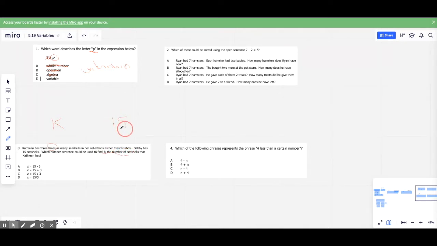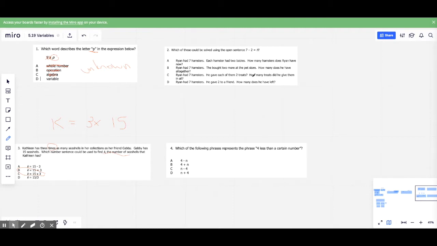We know that there's a 15 in there, and that we are doing 3 times that 15 to find out what Kathy has. Once again, they really kind of gave it away. This next problem is talking about Ryan and his hamsters.